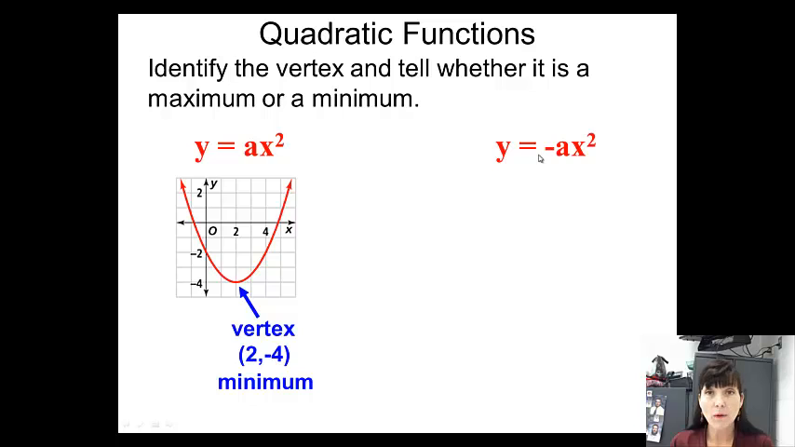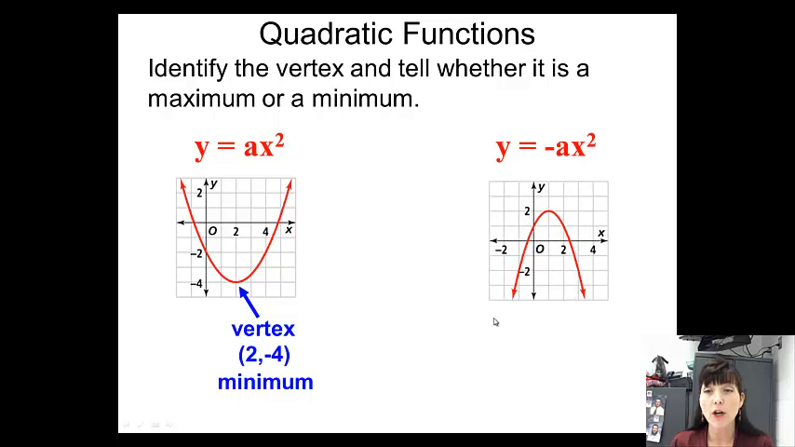If I gave you y equals -ax squared, it's the same as this except it opens up in the opposite direction. It opens downward. And you knew this because your a is less than 0. Your vertex is up here, and its coordinate is 1, 2. And it is a maximum because your vertex is higher than the rest of your parabola.